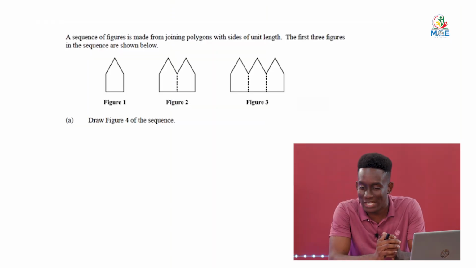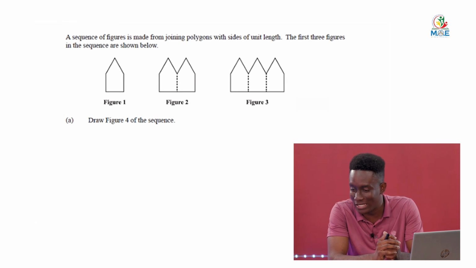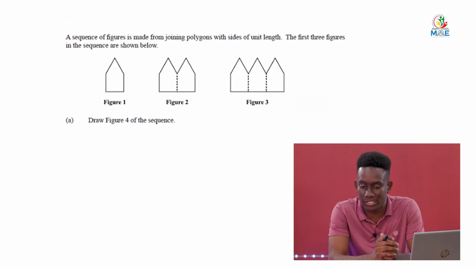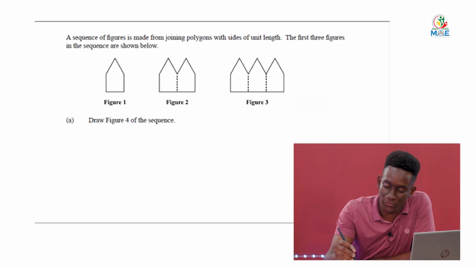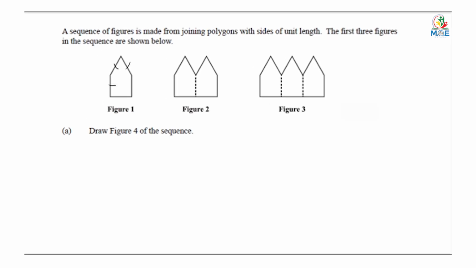This one says, a sequence of figures is shown from joining polygons with sides of unit length. The first three figures in the sequence are shown below. So we have figure 1, figure 2, and figure 3. For figure 1, we have 1, 2, 3, 4, 5 sides. And for figure 3, we just added on another 5-sided shape to that, with this here being the common side. So you can see we added on 1, 2, 3, 4 sides. And for the other one, we added on 1, 2, 3, 4 again. So we keep adding on 4 sides.